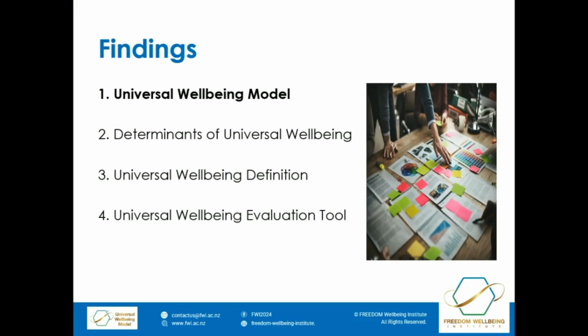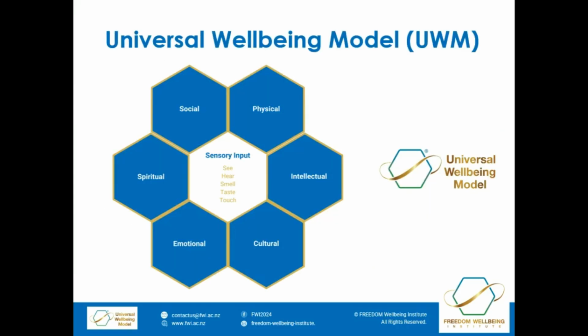They have had four major findings from this wellbeing research program: the Universal Wellbeing Model, the determinants of universal wellbeing, a universal wellbeing definition, and the universal wellbeing evaluation tool. We will be focusing on the first output, the universal wellbeing model. Often you'll see the model shown like this, but this diagram only shows two of the four components of the universal wellbeing model.